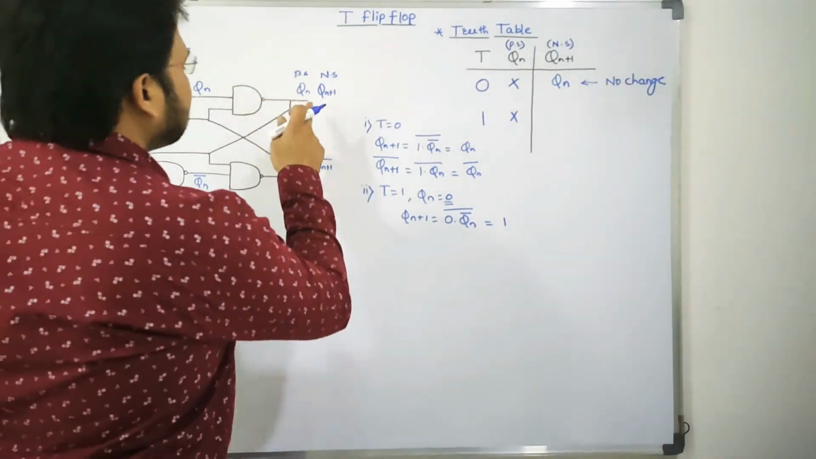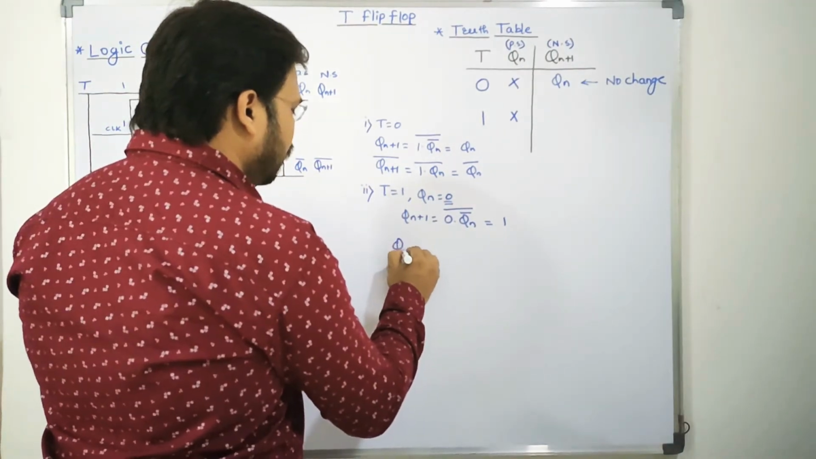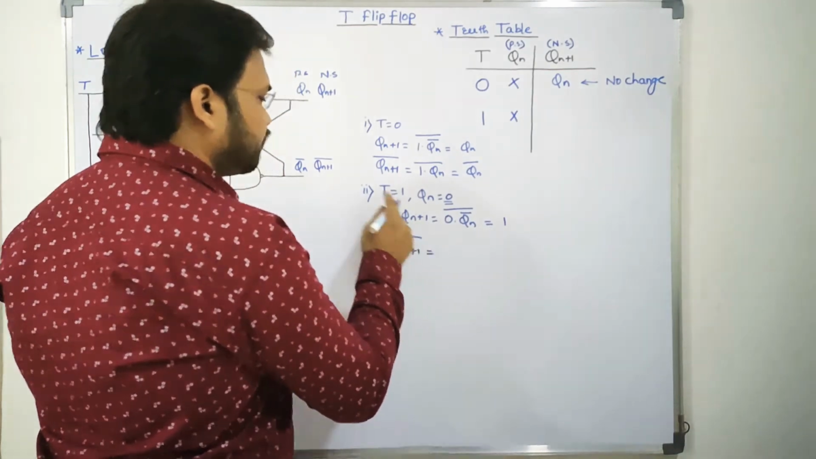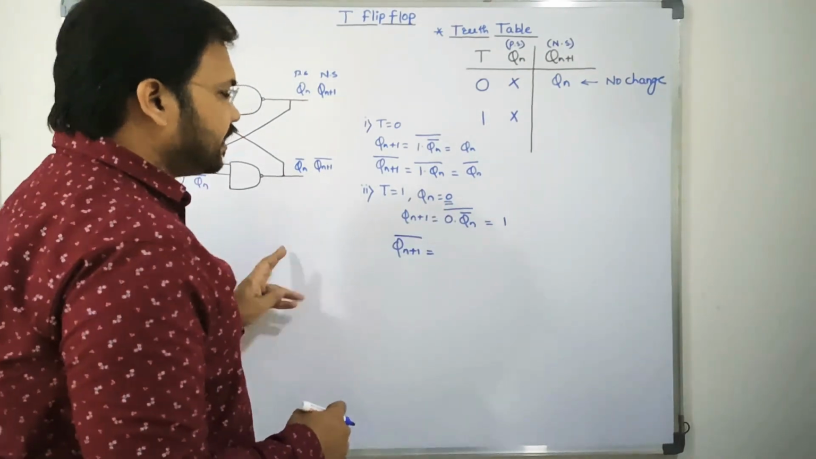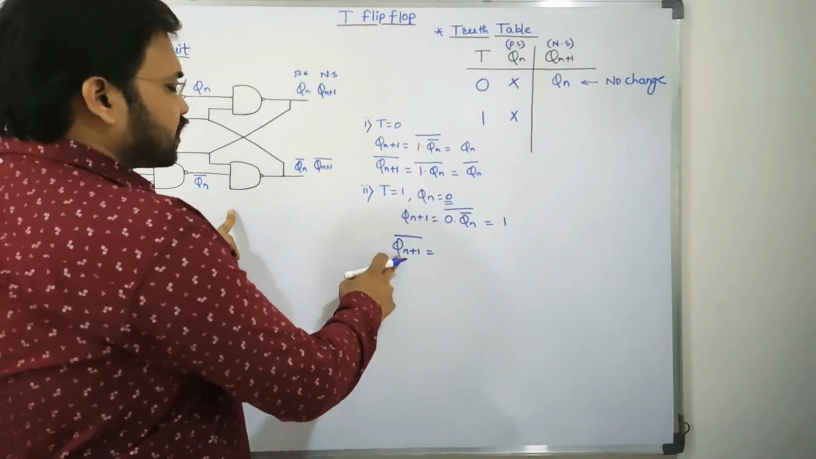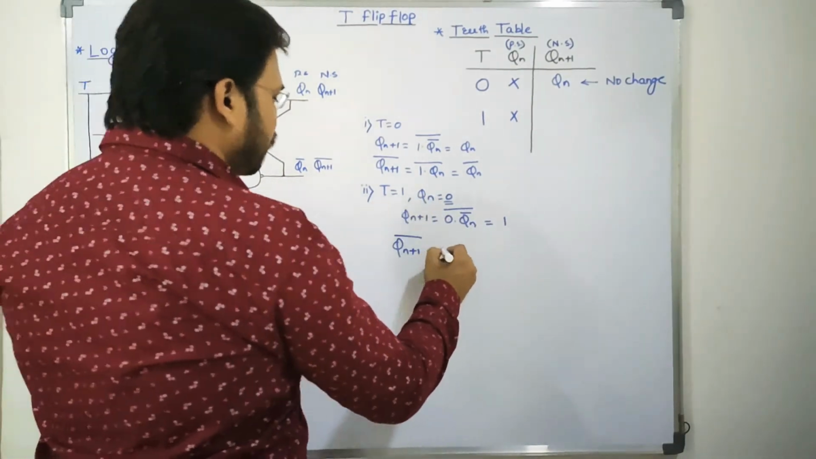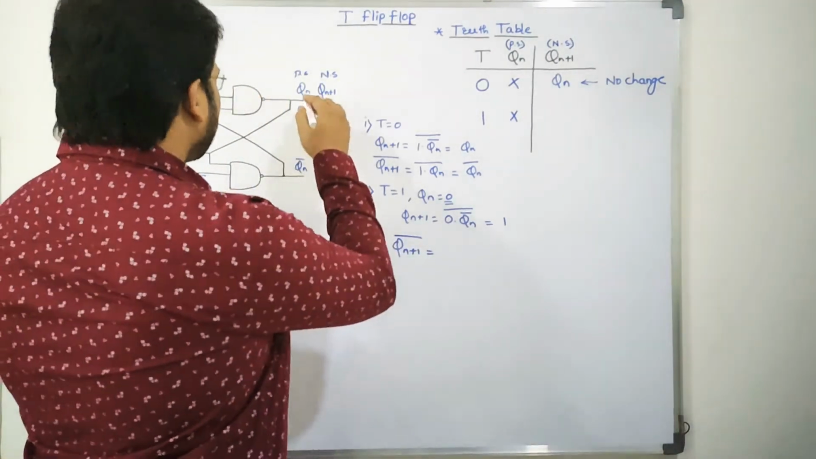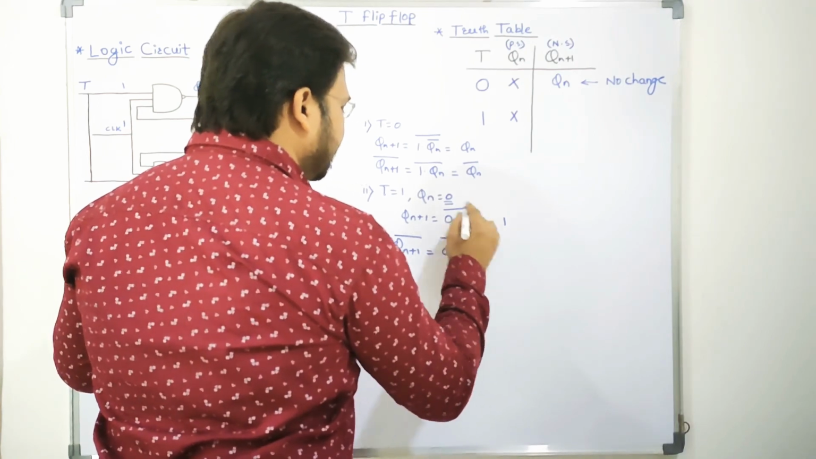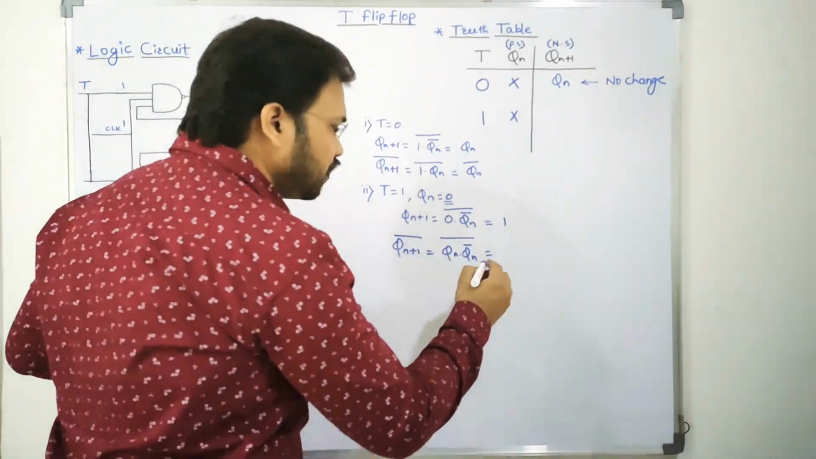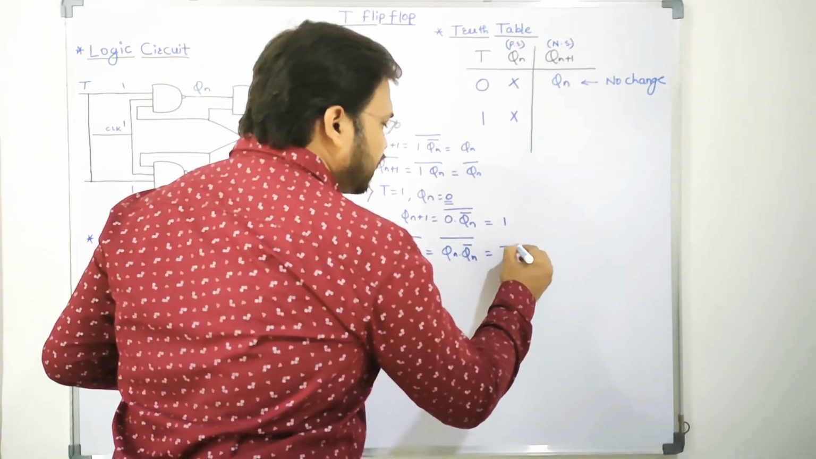So instead of this, if you go for the Qn plus 1 bar, we have to check for Qn plus 1 whole bar. We just have to find out for T, where t is equal to 1 and Qn is equal to 0. So if we find out this Qn plus 1 whole bar for Qn equal to 0, what will happen? Qn into Qn bar whole bar, if Qn is equal to 0, then 0 into anything is 0, so it's going to be 1.